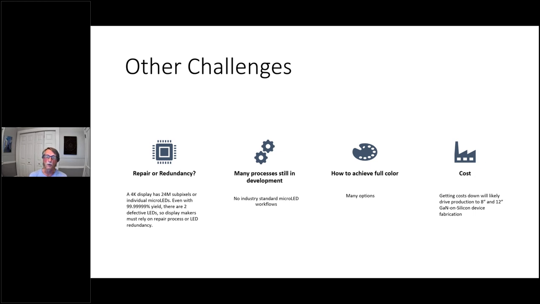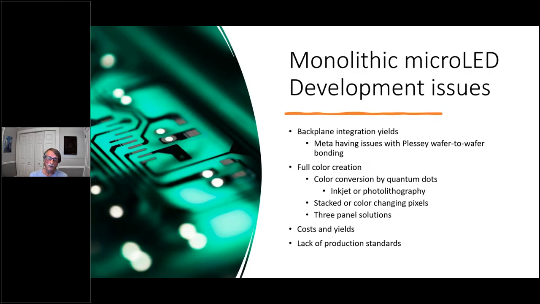My belief is that the only way we're going to get there is to move to more silicon semiconductor-like processing, and that's going to mean fabricating these micro LED devices in 8 or 12-inch semiconductor-like fabs. There are many folks working in that direction, but we're not there yet. So if we talk about some of the monolithic micro-LED development issues, backplane integration. Remember, when you're doing monolithic, you're mating a semiconductor CMOS backplane driver circuit to a gallium nitride LED, and you've got to bond those two together. Doing that with yield and solving the planarity and bowing problems has been challenging.